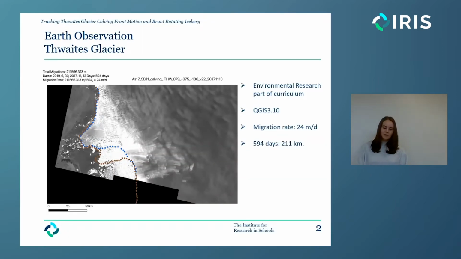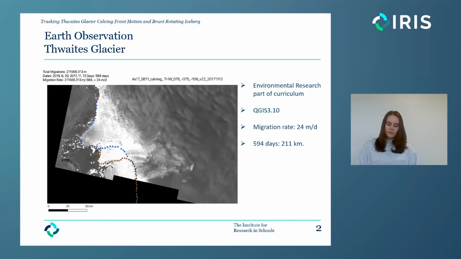Our school is a member of IRIS, and we joined the Earth Observation Project to focus on environmental research, which is a part of our curriculum. We've used QGIS 3.10 to analyze glaciers in Antarctica, with the help of satellites from ESA, who have the Earth observation satellites.